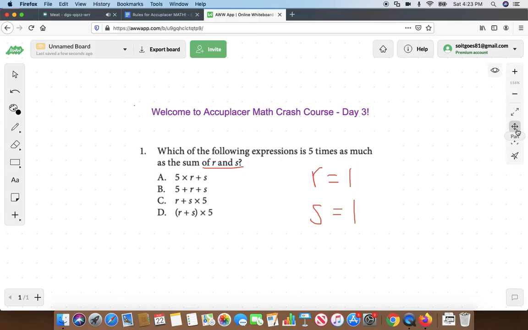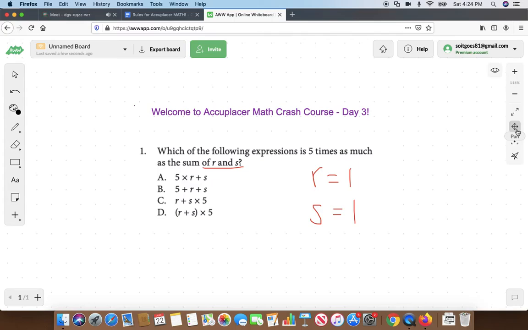Now that we've set some values for r and s, it's not which of the following expressions is 5 times as much as the sum of r and s. It's which of the following expressions is 5 times as much as the sum of 1 and 1. Does that make sense how we can just plug those values into the question now that we've set them? Does that make sense, Kiesia? Yes, sir.